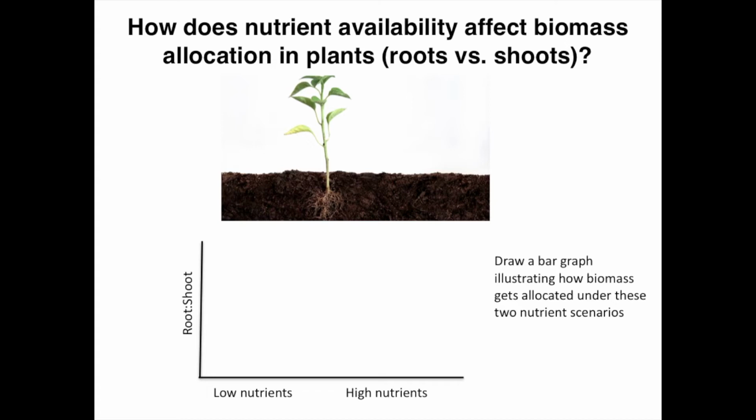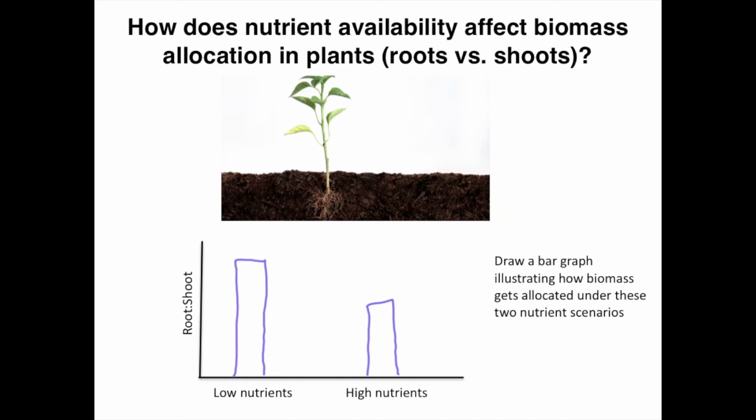So starting with the low nutrients on the left side of the graph here, I would expect a bar graph to look something like this. And if we compare it to a high nutrient situation, something like that. So what accounts for these differences? What this basically means is that in an environment where nutrients are not as available, plants tend to allocate more biomass to roots, and therefore the root to shoot ratio will be higher, definitely higher than what we would see under a high nutrient scenario.